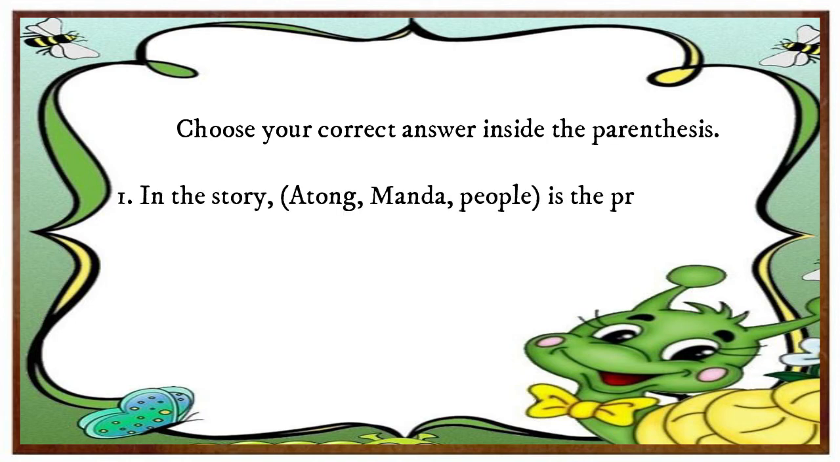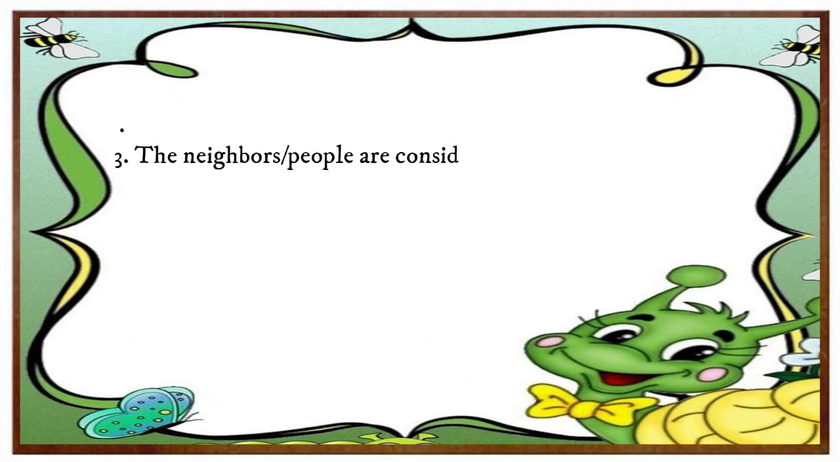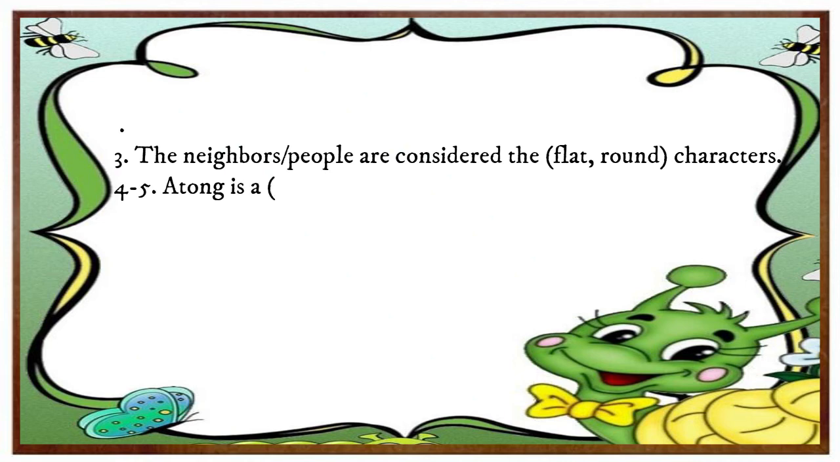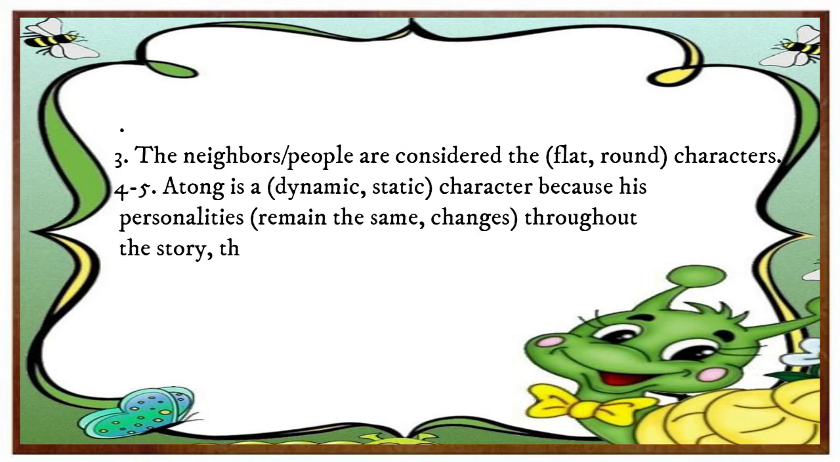Choose your correct answer inside the parentheses. Number 1. In the story, (Atong, Manda, people) is the protagonist. Number 2. (Neighbors, Atong, Manda) is the antagonist character in the story. Number 3. The neighbors (people) are considered (flat, round) characters.